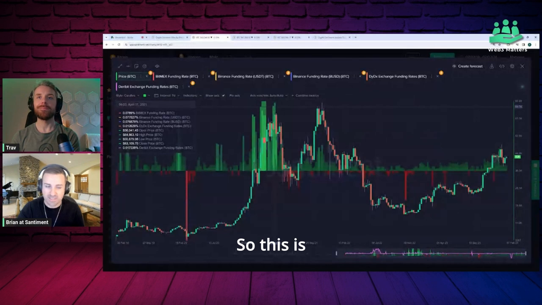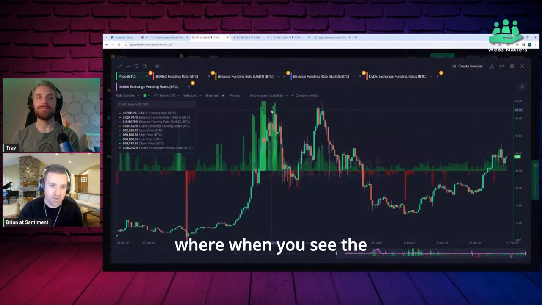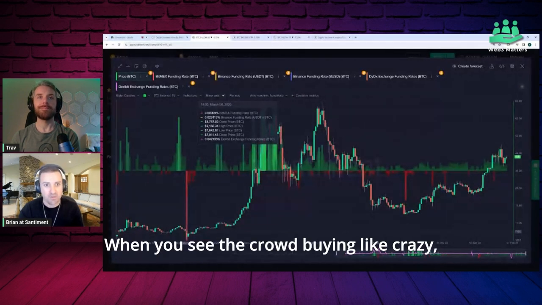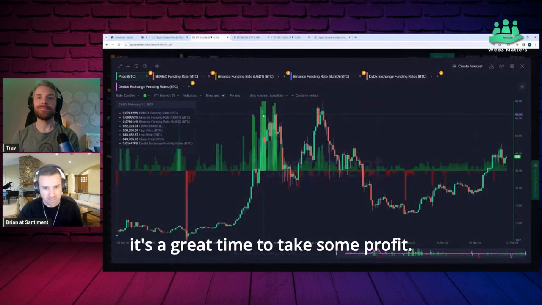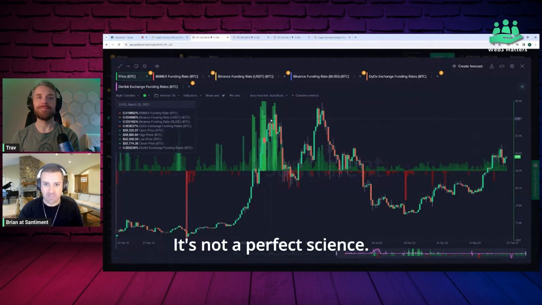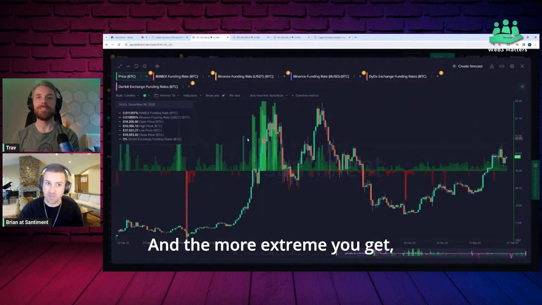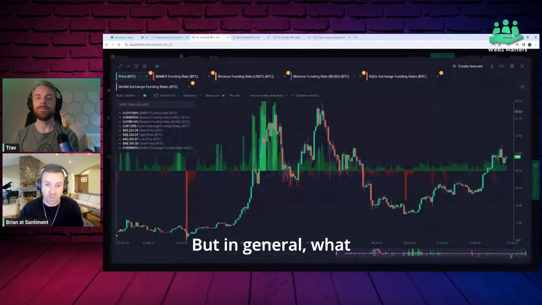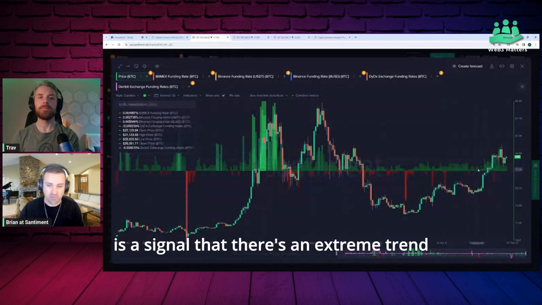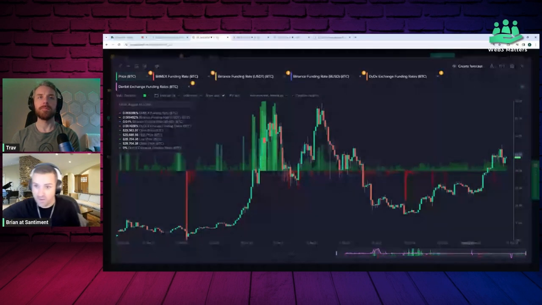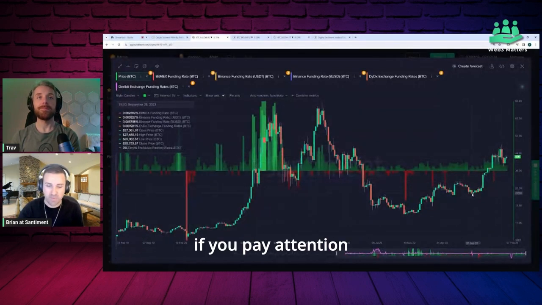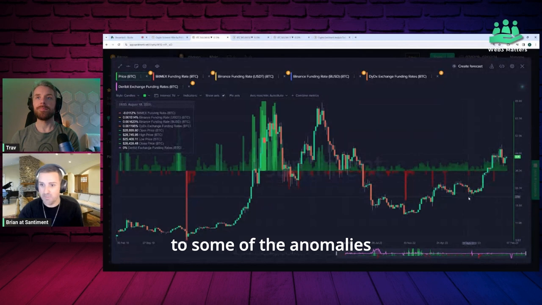So this is essentially a counter indicator where when you see the crowd shorting like crazy, it's a great time to buy. When you see the crowd buying like crazy, it's a great time to take some profit. It's not a perfect science, and the more extreme you get, the more probable the outcome you're hoping for will come true. But in general, what you want to look for here is a signal that there's an extreme trend one way or the other. And you can profit pretty significantly if you pay attention to some of the anomalies when they pop up.